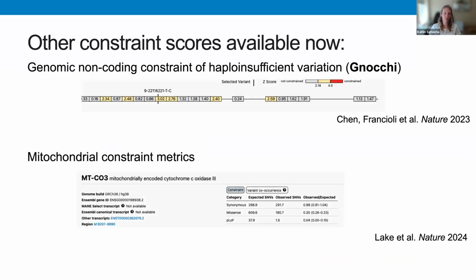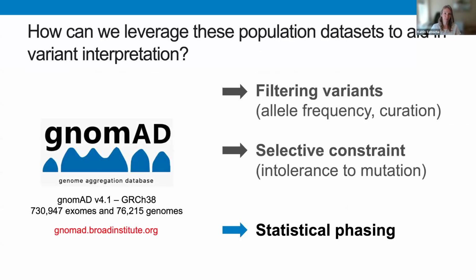We also recently added mitochondrial constraint metrics developed by Nicole Lake et al. If you're looking at mitochondrial genes, there are observed and expected SNVs. We've also pulled in regional missense constraint metrics from Nicole's paper. If you're interested in these, I suggest you check out the publications because they have a lot more information about what's going on there. Right, so we've been able to use this population resource to filter variants. We've also identified genes that are intolerant to mutation generally.